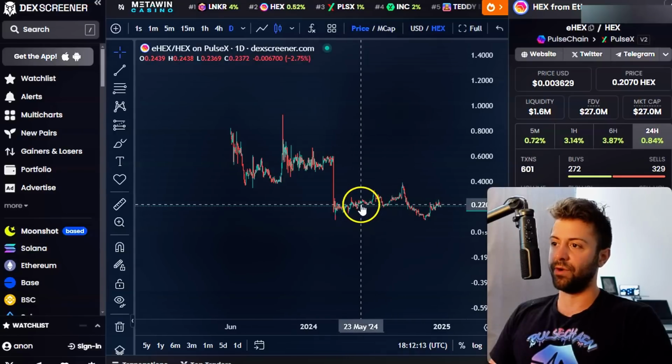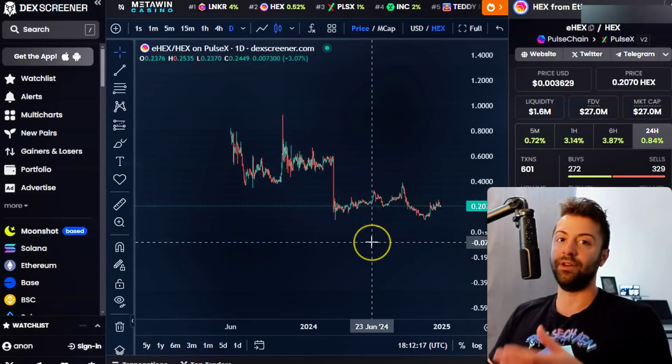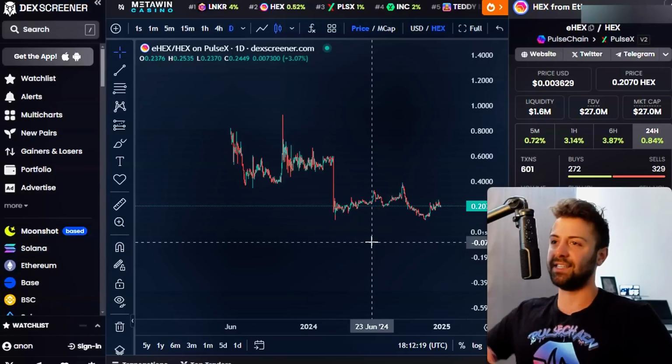Now it's at a 5-to-1 ratio. And it could go lower, right? Just because the low was 10-to-1 doesn't mean it couldn't be 20-to-1. What if PHEX keeps pumping and eHEX doesn't really get as much attention?